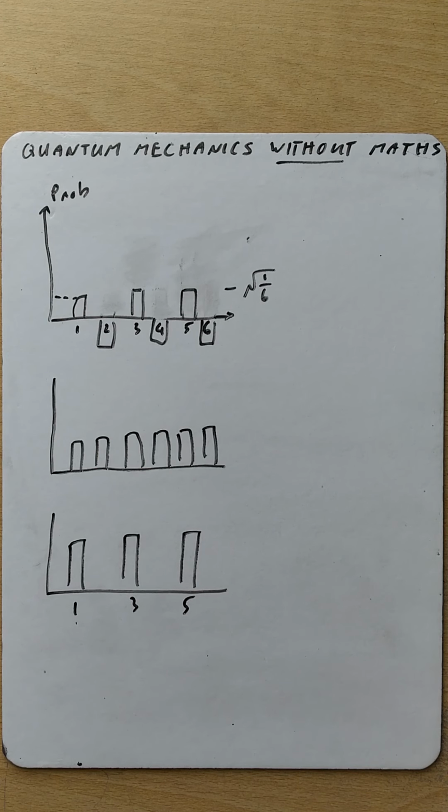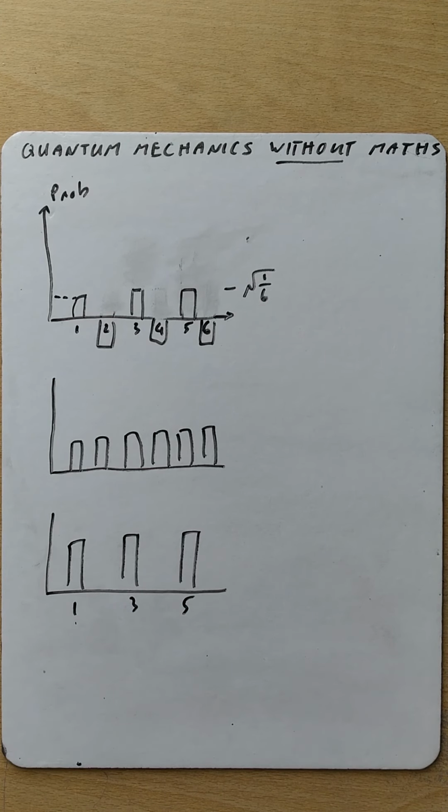Now, interference is a very important phenomenon in quantum mechanics, but we can't really see it illustrated properly with the dice. So I'm going to move on to something that I think we can see with the example of the dice, and that's the idea of operators in quantum mechanics.